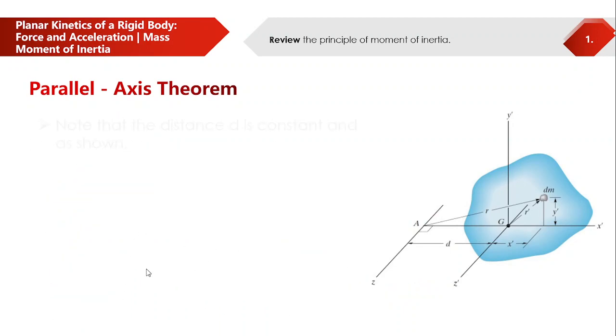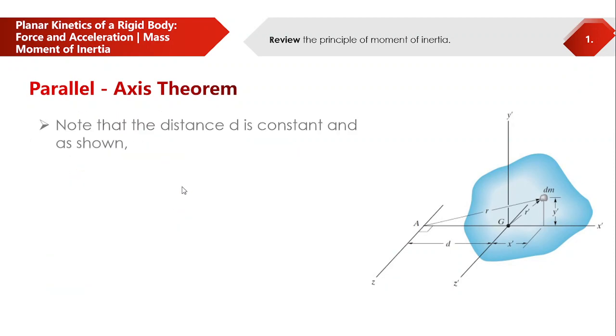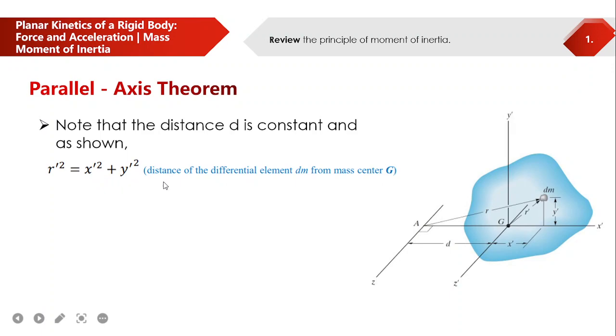As you can see, there are many terms, and each term has a value. So let's derive that. What is this first integral? Note that the distance d is constant, as shown. And r prime squared, don't be confused, is the distance of the differential element dm from the mass center G, the distance from the body's center to the differential element. So that's what you call r prime squared.